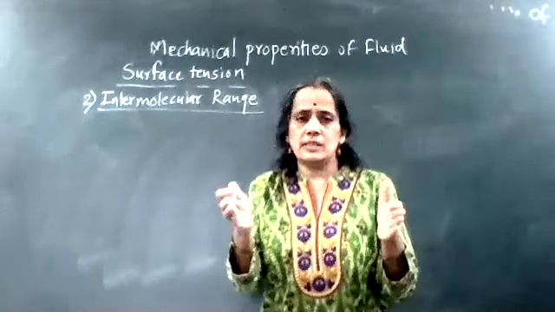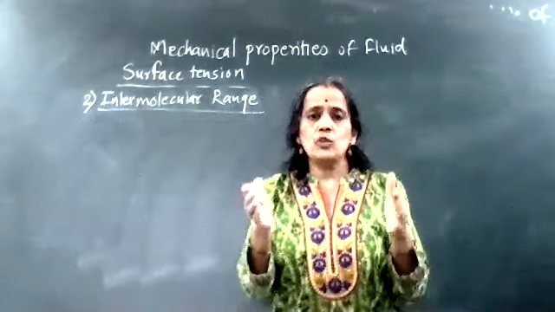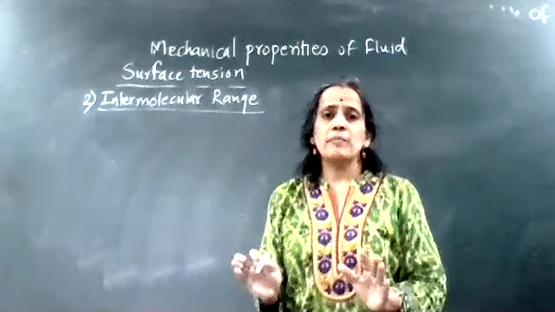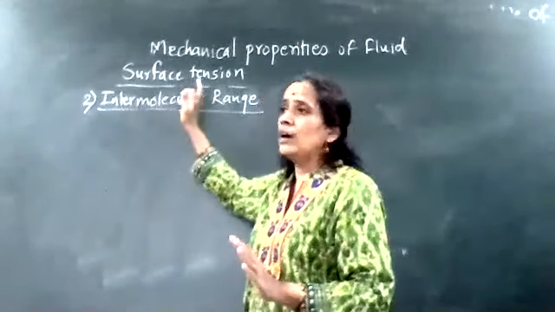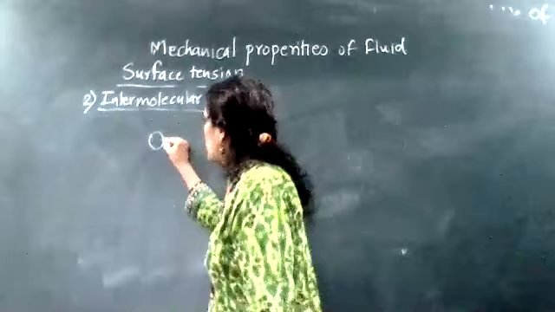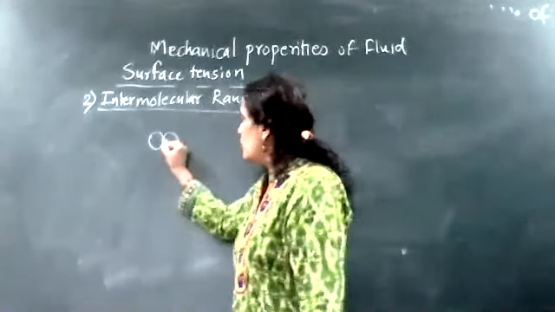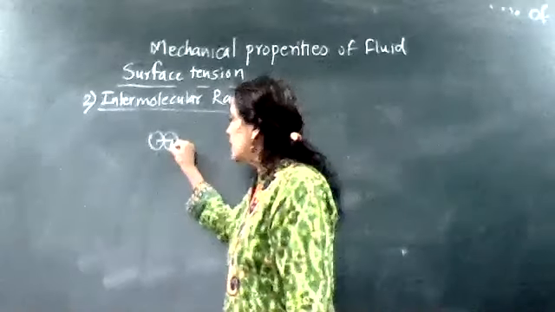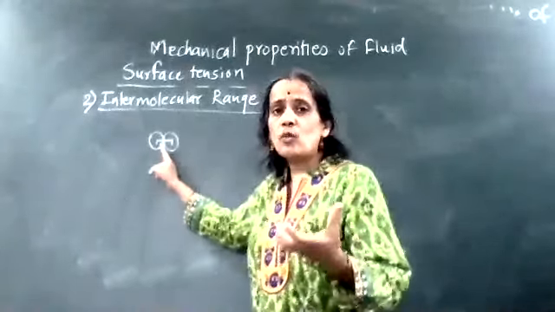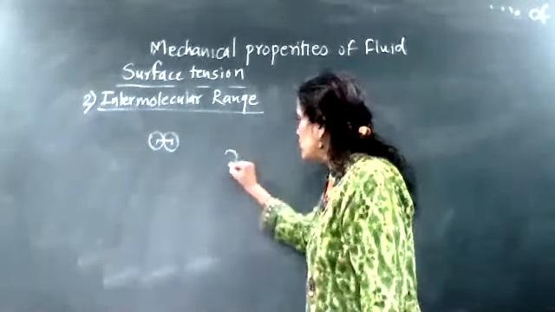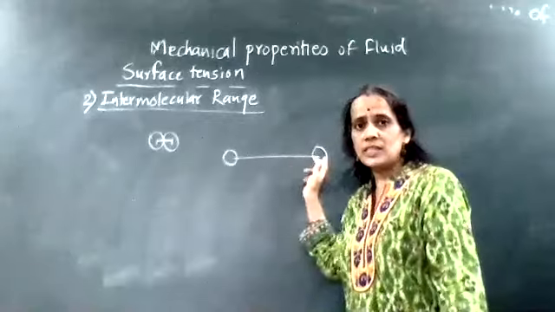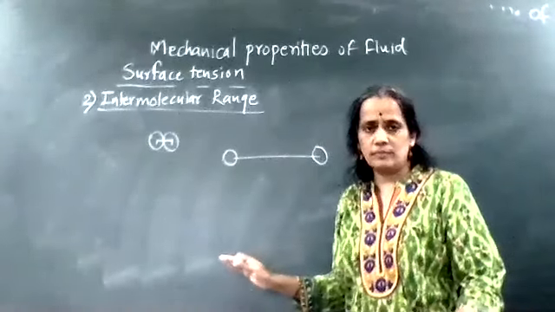The minimum distance up to which your force of attraction will remain effective, that minimum distance is to be called your intermolecular range. It means if I consider two water molecules, these two water molecules are attached to each other. So this is the effective distance between those two molecules where your force of attraction is effective. If I place one molecule here, one molecule here, the distance will go on increasing. So over all this distance, there is no force of attraction.